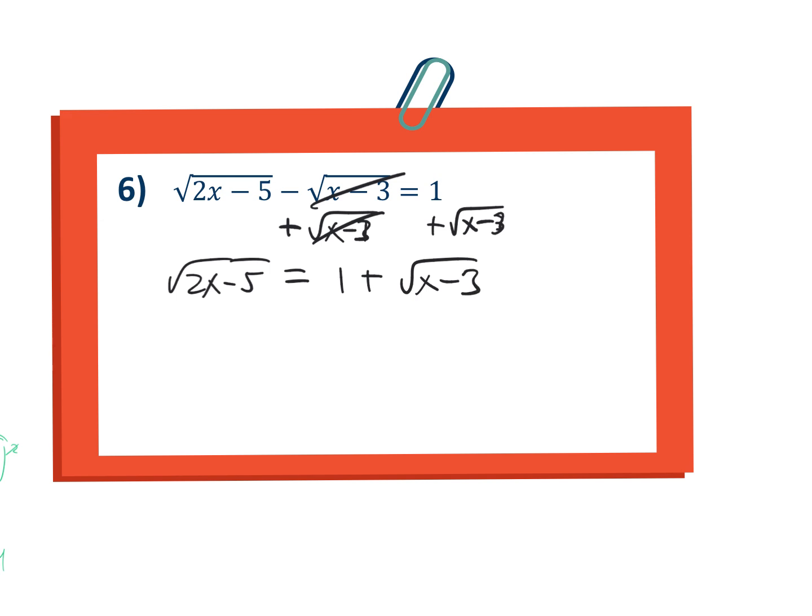And now what you have to do is square both sides. Once you get the square root by itself, square both sides to cancel out this radical. And then you're left with 2x minus 5 equals, now on this side you have to FOIL it. Write it twice and FOIL it.